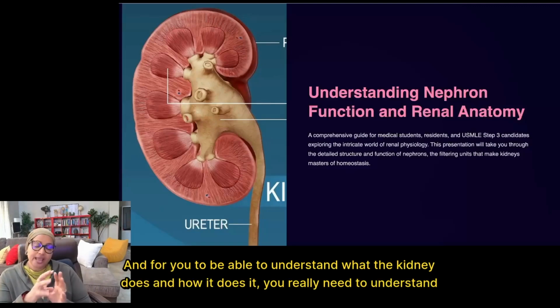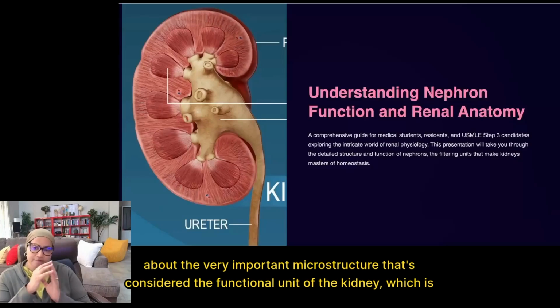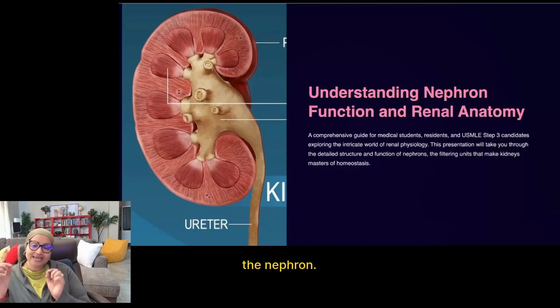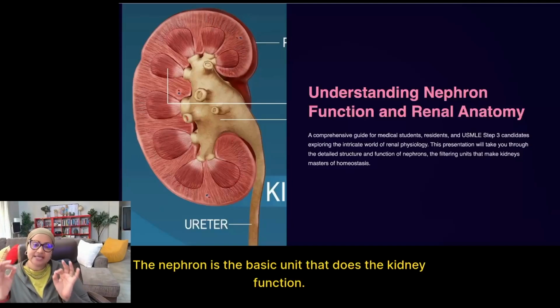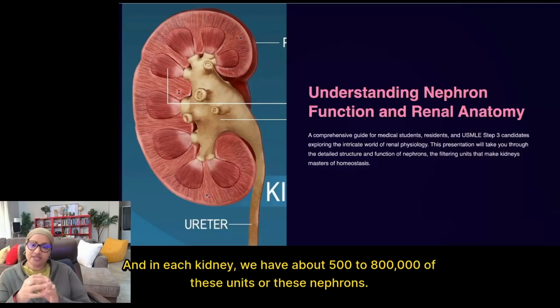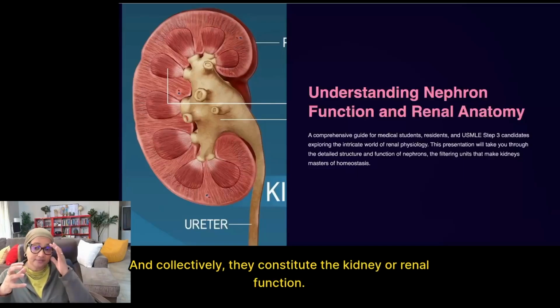And for you to be able to understand what the kidney does and how it does it, you really need to understand a very important microstructure that's considered a functional unit of the kidney, which is the nephron. The nephron is the basic unit that does the kidney function. In each kidney, we have about 500 to 800,000 of these units, or nephrons. And collectively, they constitute the kidney or renal function.